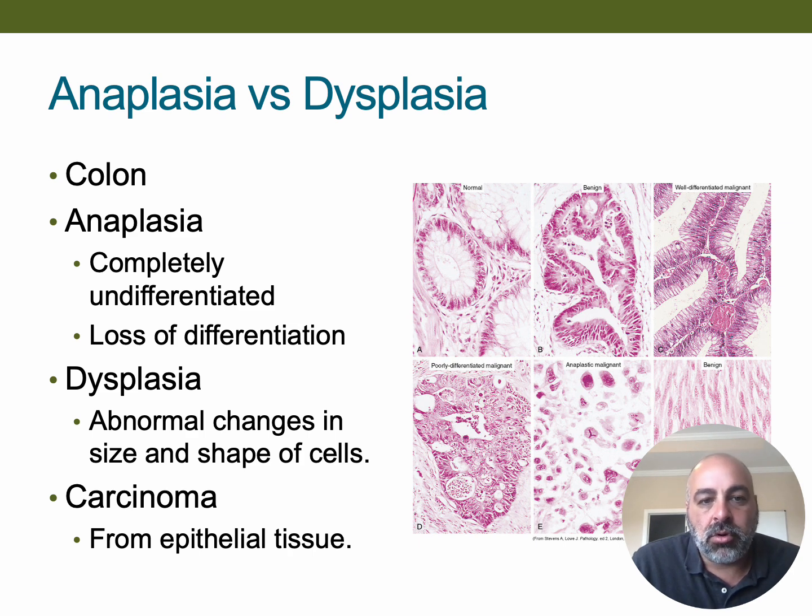So you have your normal here. You can see all the nice cell structures, all smooth in here. This is a benign. You can see it's over-proliferated, but it's not pushing its borders. Well-differentiated malignant, these are typically more treatable. The cells are some type of mature cell, just in the wrong place, essentially. Poorly differentiated, this is bad.